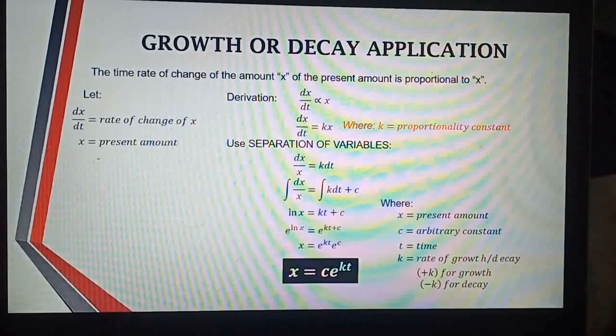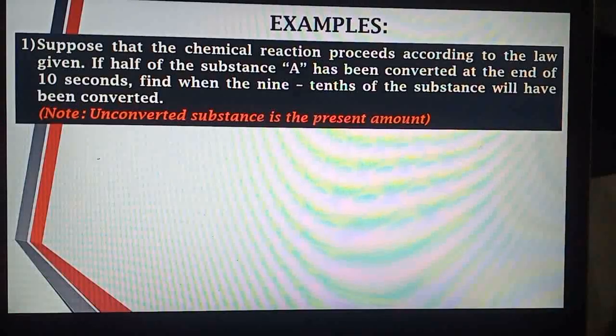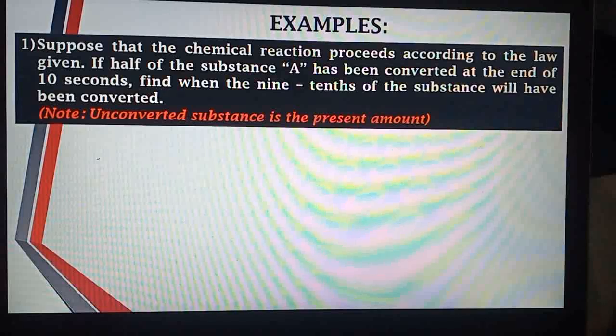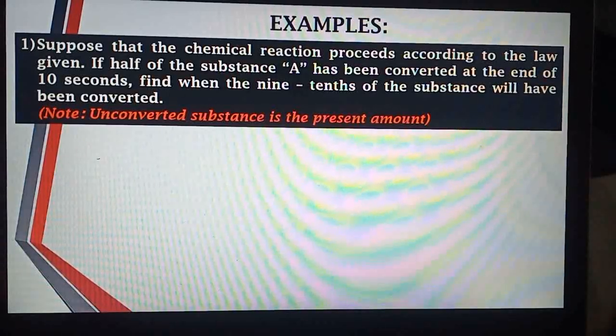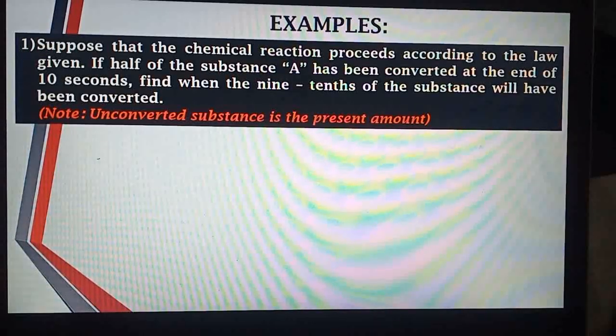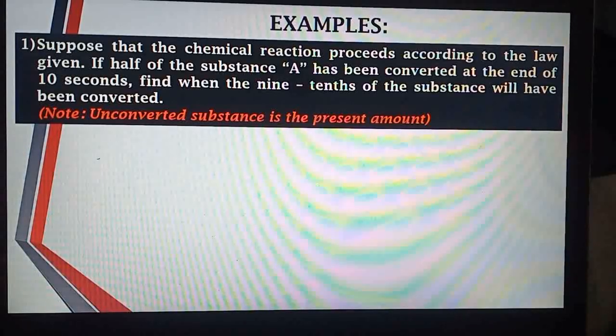Now, to make it easier to understand, let's go to our example. Okay, we have example number 1. The problem is, suppose that we have a chemical reaction that proceeds according to the law given, which is the growth or decay application. If half of the substance A has been converted at the end of 10 seconds, find when 9/10 of the substance will have been converted, knowing that the unconverted substance is what we know as the present amount of the substance.